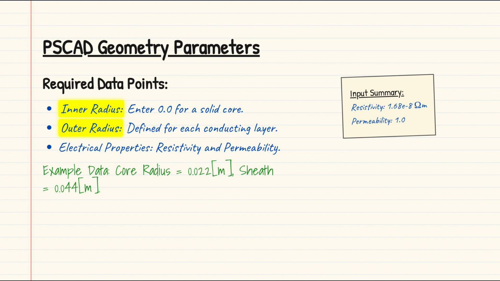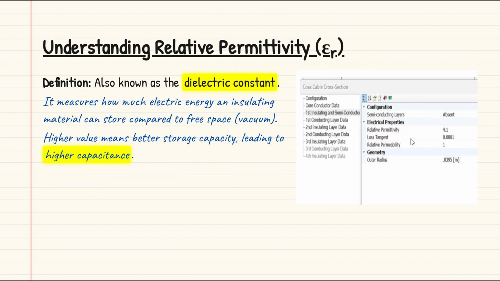And PSCAD geometry parameters. What are the parameters we have to enter in the PSCAD coaxial cable structure? First, we have to enter the conductor radius, insulation radius, and outer radius. And electrical properties: the electrical properties means resistivity, capacitance, and inductance. So these are the inputs you have to give in the coaxial cable in PSCAD.